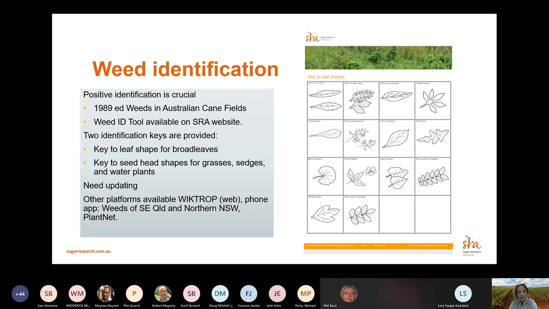There are also a few phone apps available that you can download for free, for example, Weeds of Southeast Queensland and Northern New South Wales. These tools mainly cover environmental weeds, so not all the weeds present in cane are available in this app. There's also the PlantNet app, which is quite interesting to use because it has a picture recognition feature. However, it has worldwide flora in it, and obviously most of the weeds we've got in cane are not in the tool.